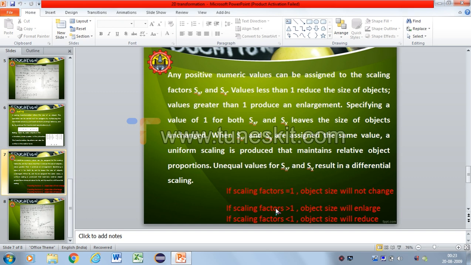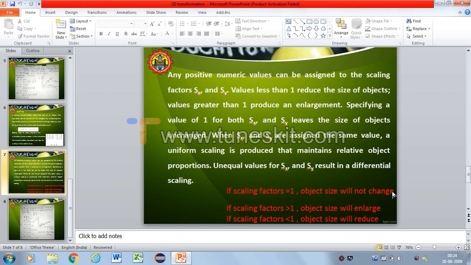Means if these scaling factors have a value greater than 1, your object size will be enlarged. Enlarged means you will increase the size of an object. When these scaling factors are assigned the same value, or same value means both sx and sy have value 1, the object size will not change. It will leave that object the same.